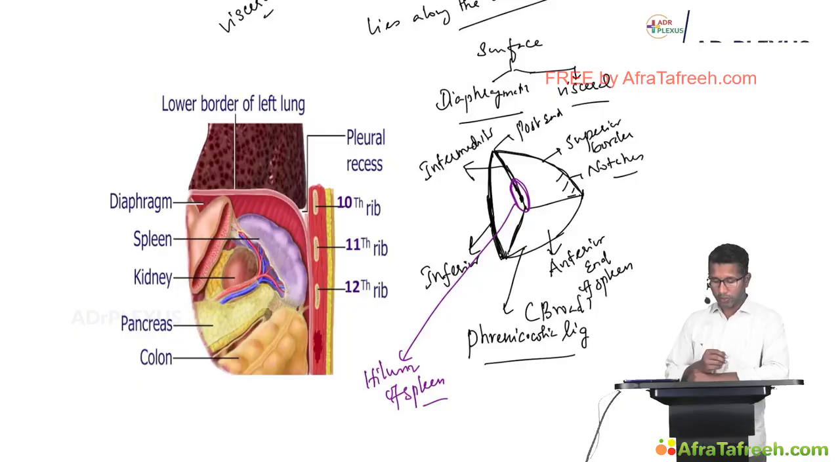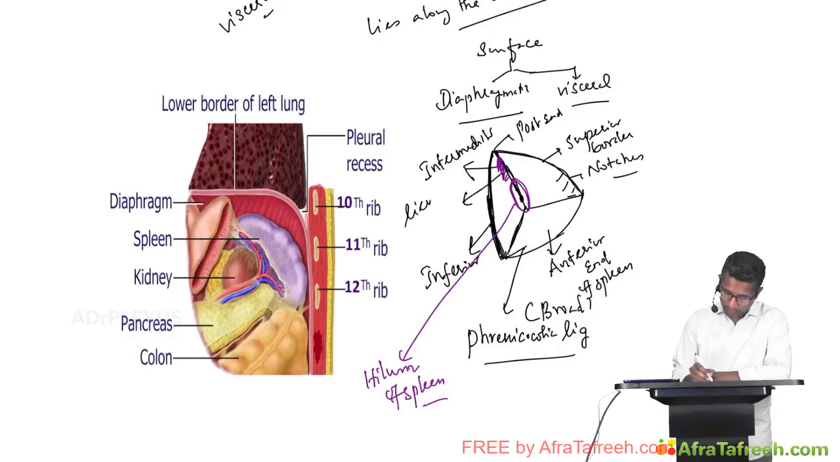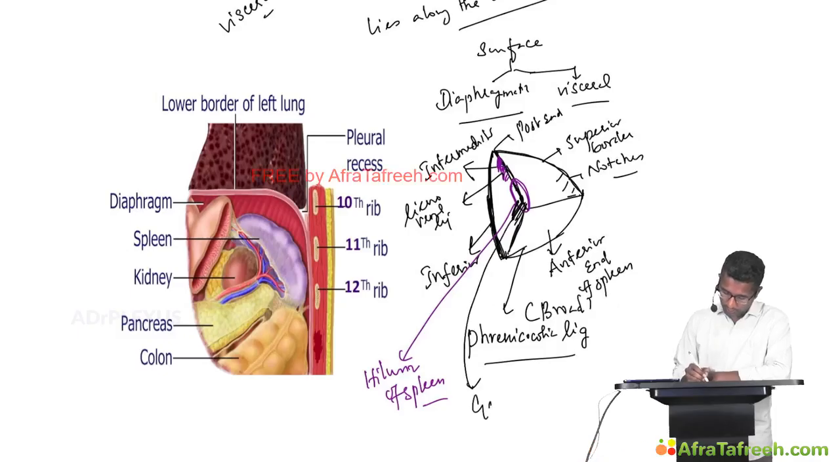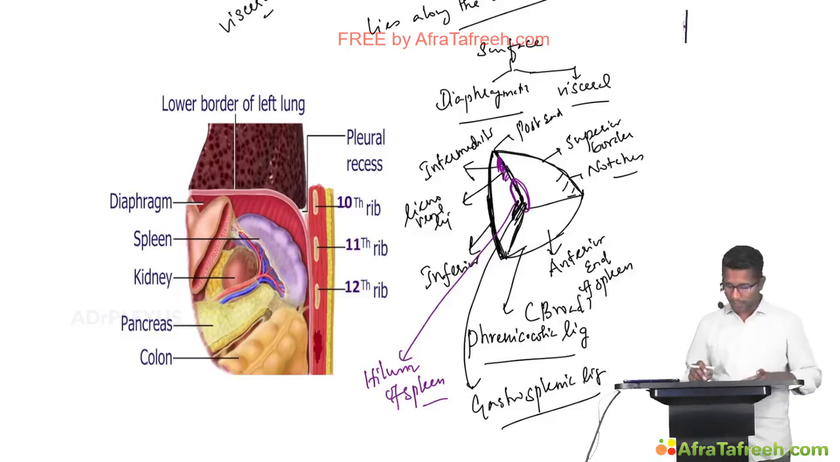The spleen gives attachment to two ligaments along the intermediate border. One ligament, which is seen here coming from the kidney, is called the lienorenal ligament. The other ligament seen here is called the gastrosplenic ligament. So you have the lienorenal ligament and the gastrosplenic ligament.